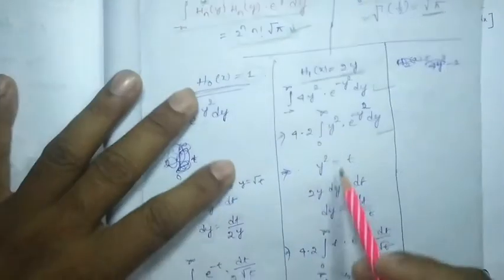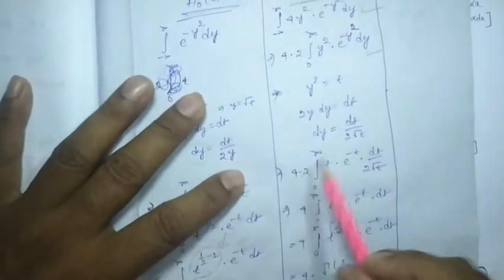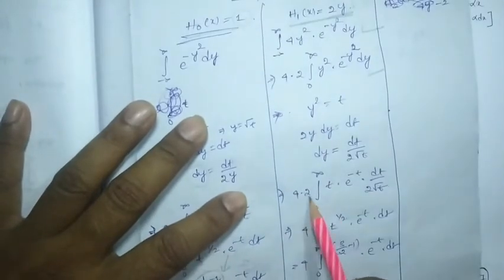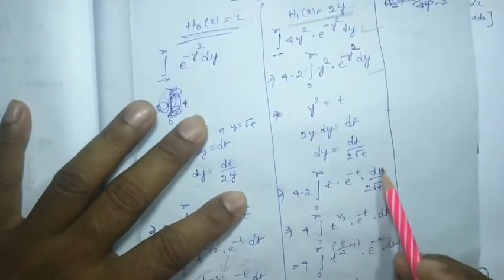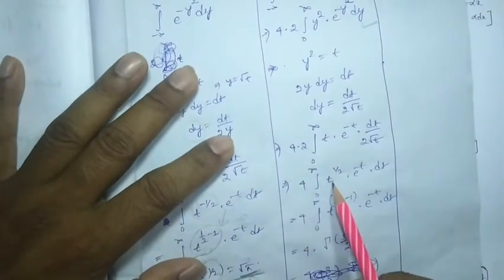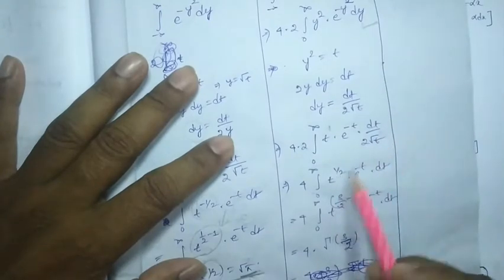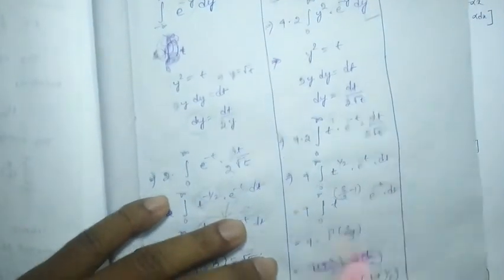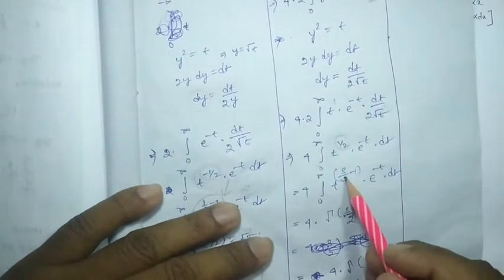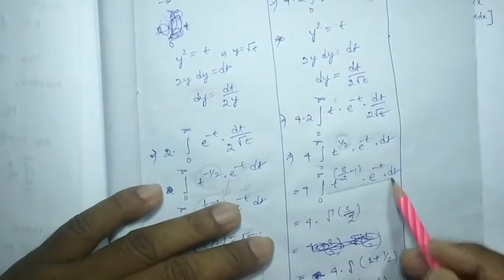Put t equal to y square, 2y dy equal to dt, so dy equals dt by 2 root t. Putting these values over here, we get 4 into 2, 0 to infinity t into e to the power minus t into dt by 2 into root t. So the 2 and 2 get cancelled, and it will be 4, 0 to infinity t to the power 1 by 2, because t to the power 1 over t to the power 1 by 2 moves to the numerator as t to the power 1 by 2 into e to the minus t dt. This 1 by 2 can be written as 3 by 2 minus 1, and this brings in the gamma function.